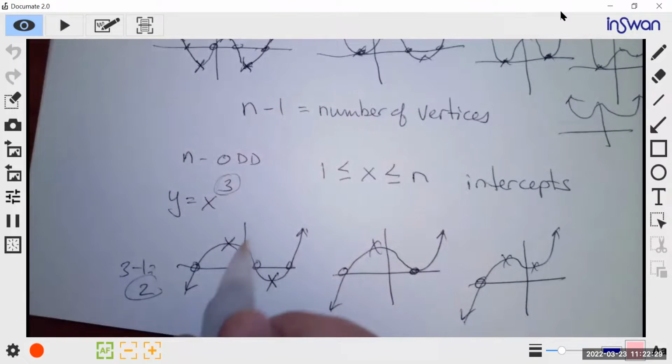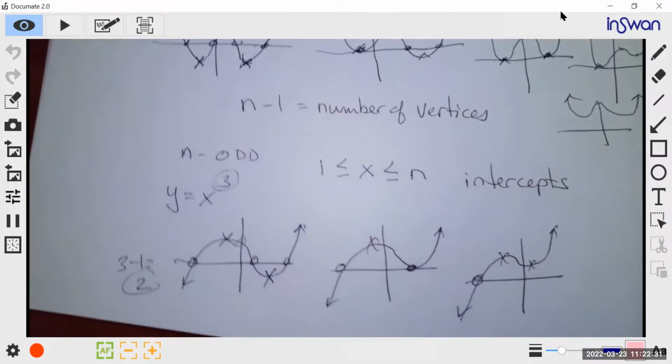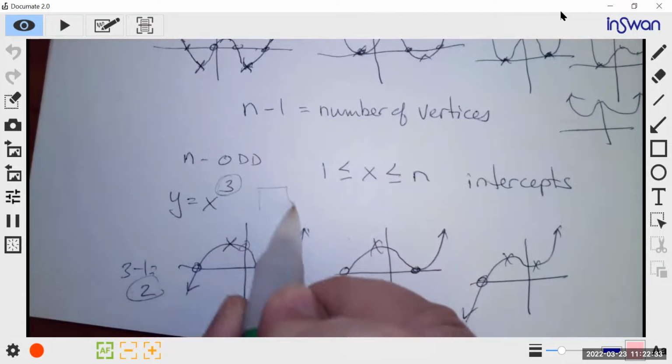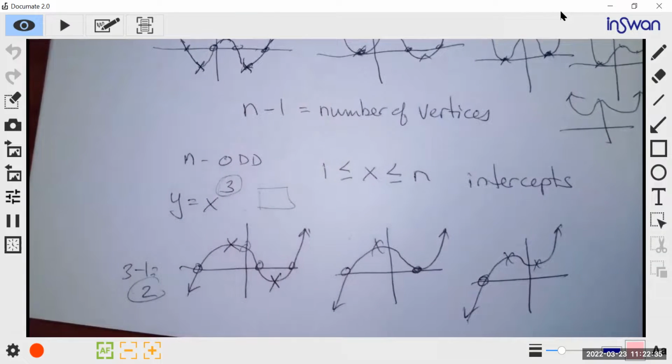Again, the y-intercept, we get that from the constant term, whatever the constant term is. So we haven't even done any real math. We just looked at the equation and we can tell that much already.